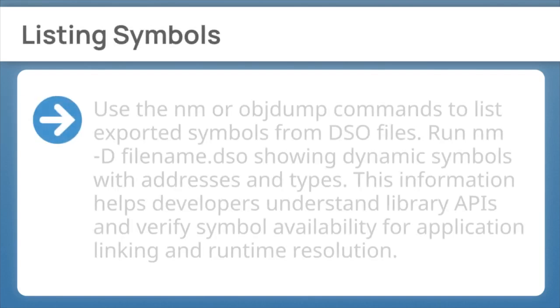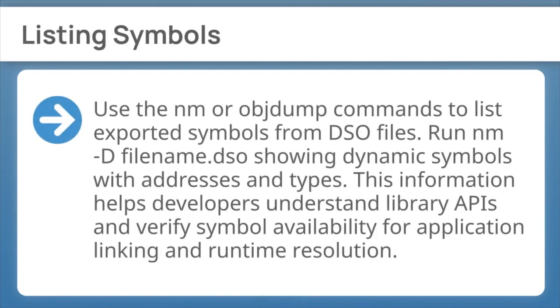Next, listing symbols. Use the nm or objdump commands to list exported symbols from DSO files. Run nm -D filename.dso, showing dynamic symbols with addresses and types. This information helps developers understand library APIs and verify symbol availability for application linking and runtime resolution.